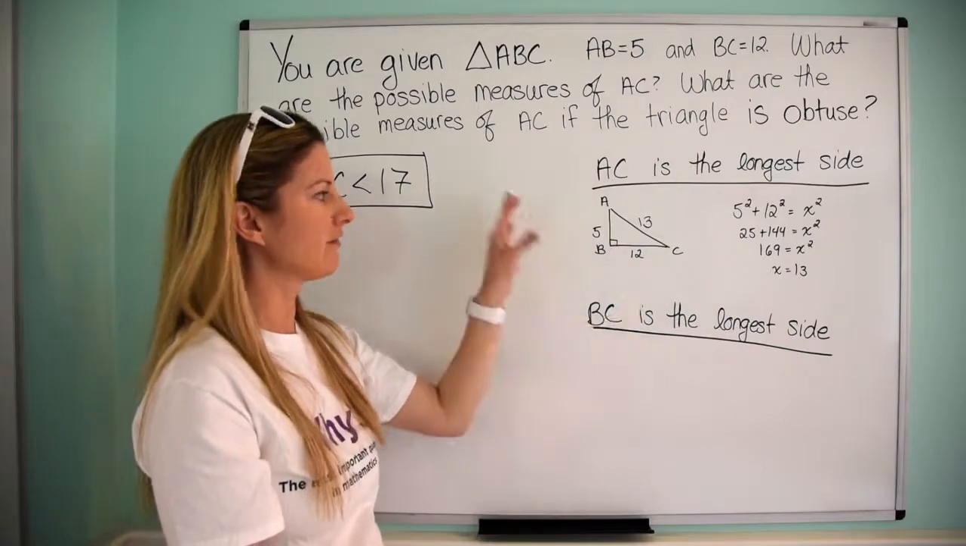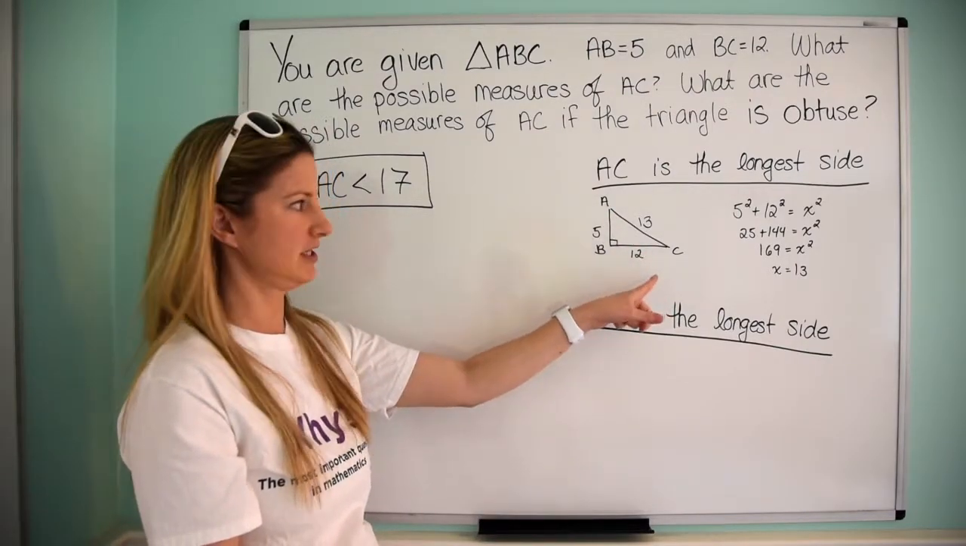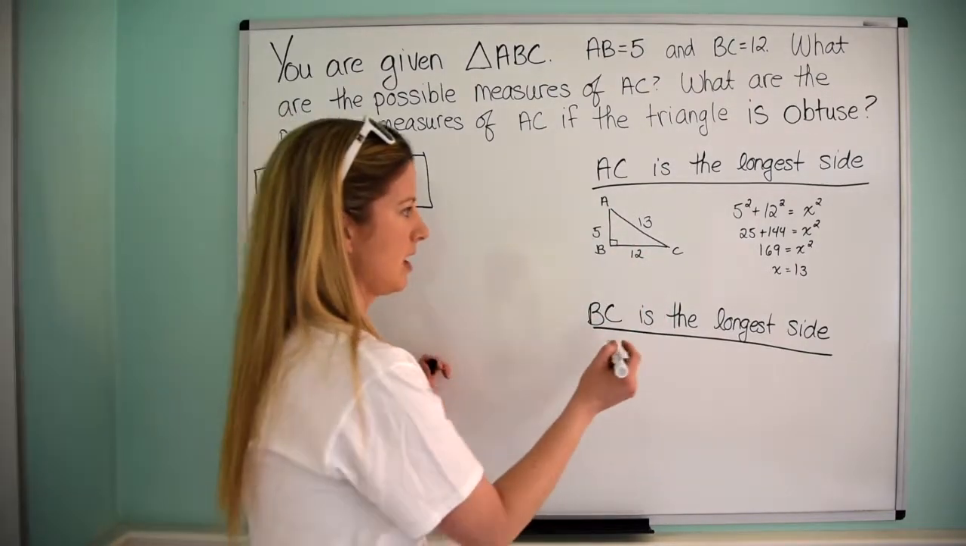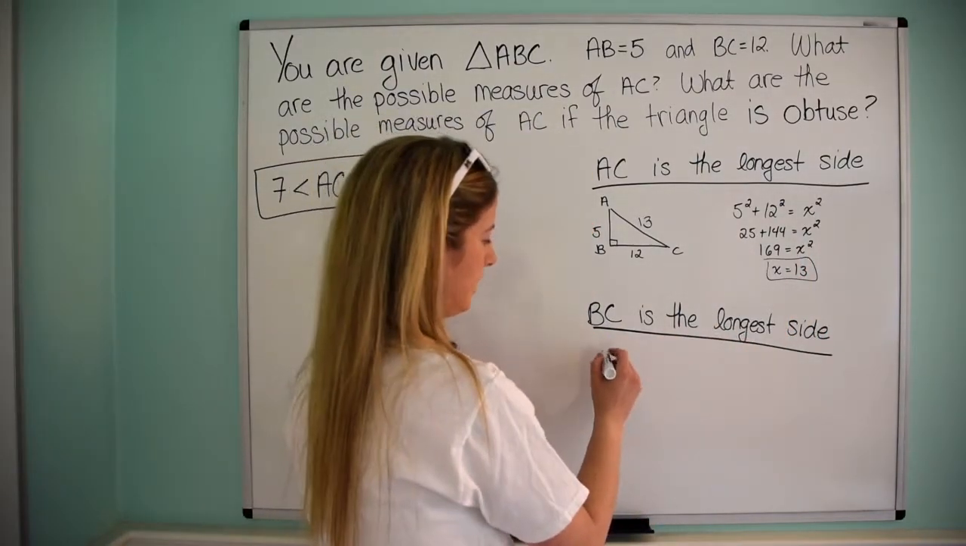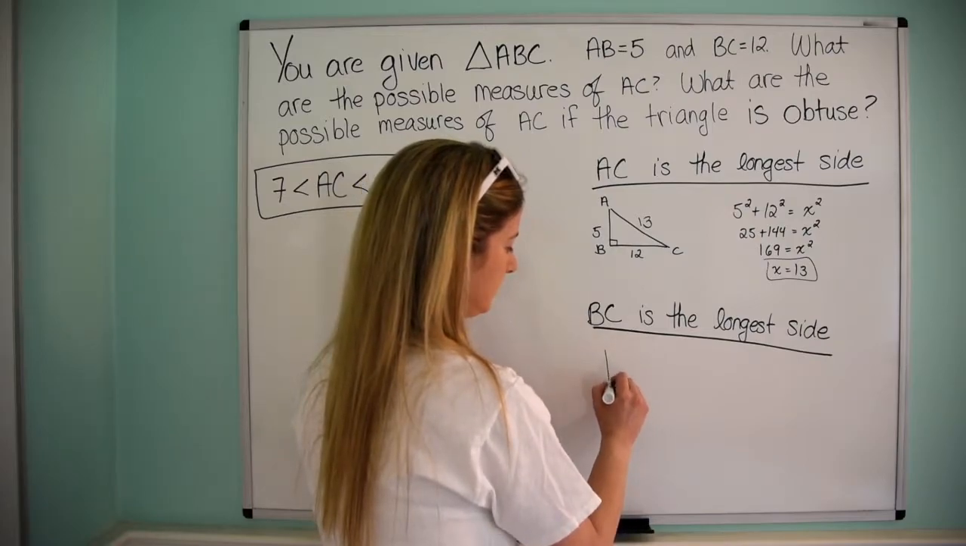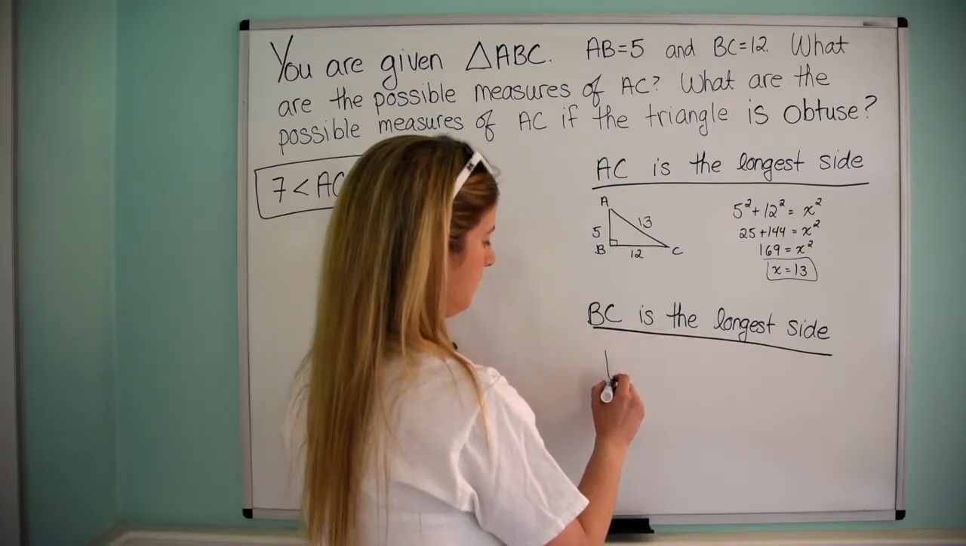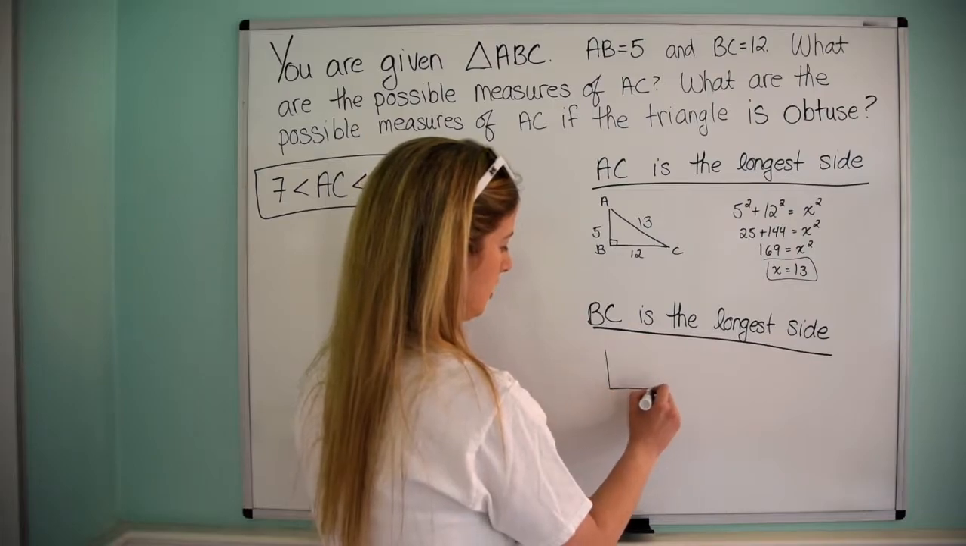But for right now, think about it. If it were right, AC would be 13. Now, I'll just box that so you can see it. Now, BC is the longest side. So that means BC is the longest side, so we have to think about, we'll redo our triangle here.